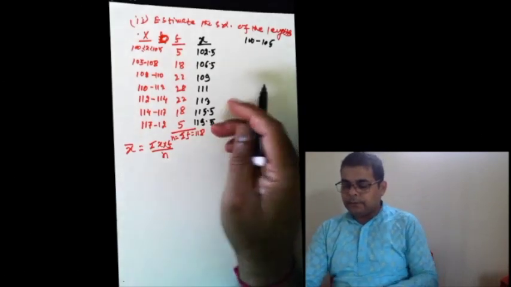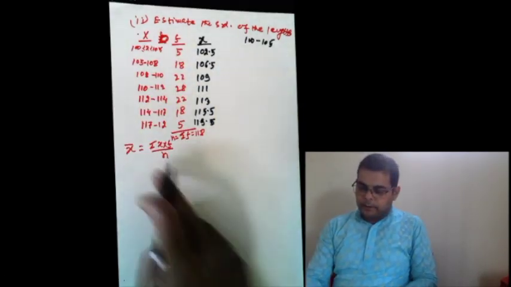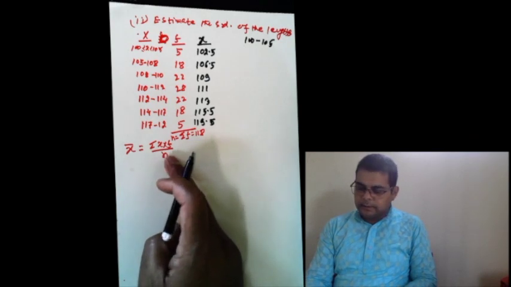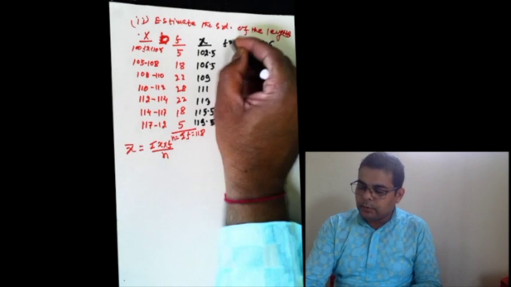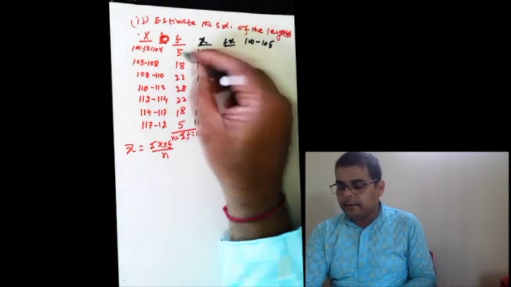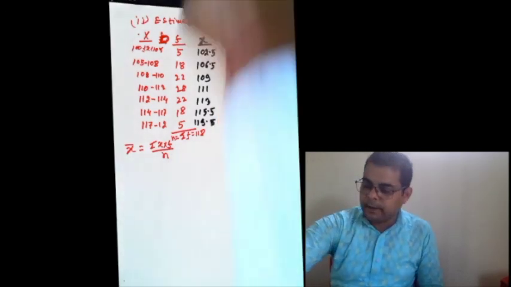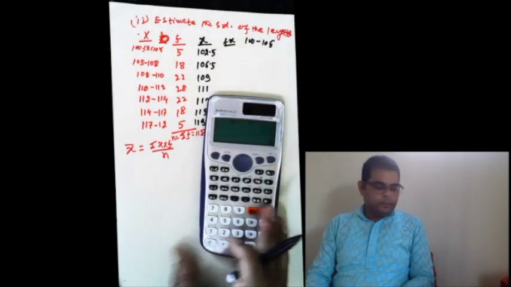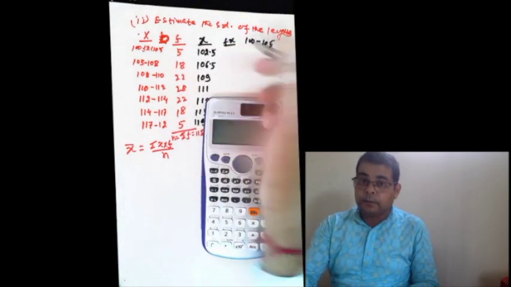Let me copy this out first. So by using the calculator, we found the mean value of this, and now in the formula you require x minus x bar. That means you require the fx value. Your fx value means we are multiplying f and this mid value. So let's multiply what is there. fx, or xf, both ways you can write.